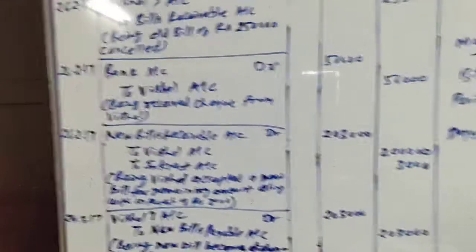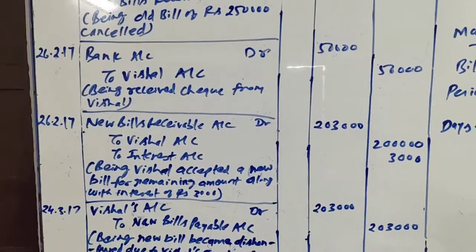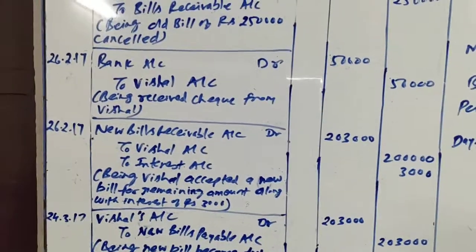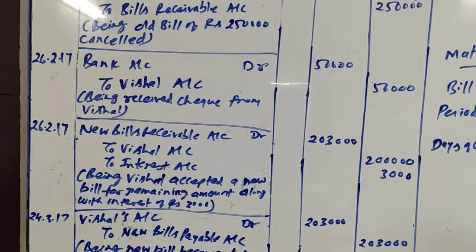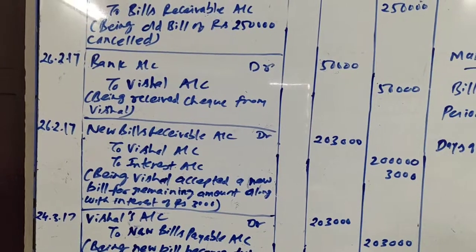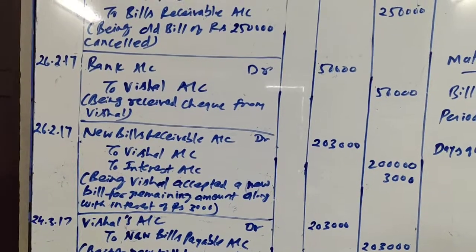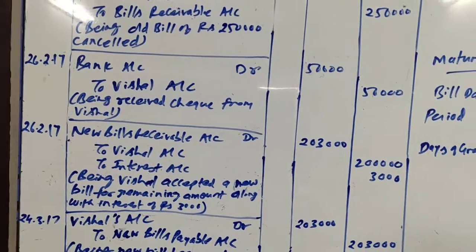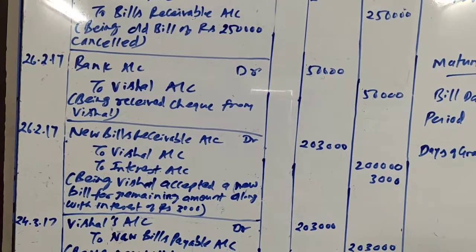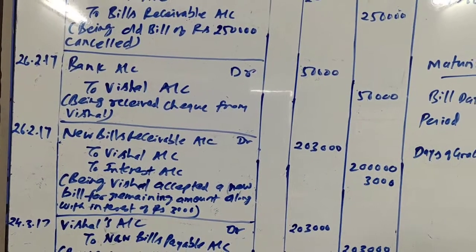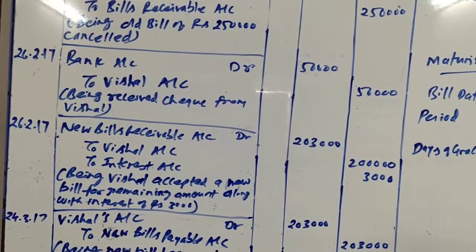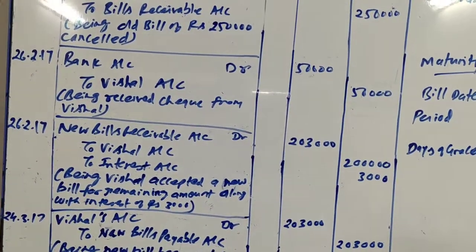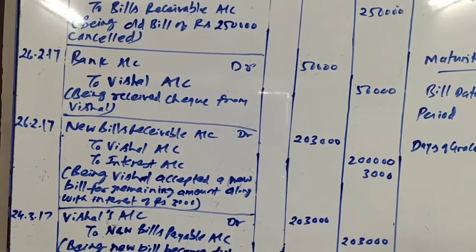Again, for this entry you may pass a separate entry, where interest will be recorded separately. You will write an entry: Vishal account debit to interest account 3,000, and another entry: new bills receivable account debit to Vishal account 2,03,000. So we have passed a combined entry here. You may pass two different entries also.